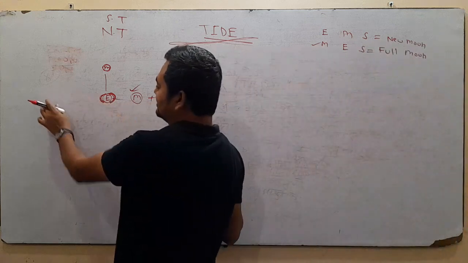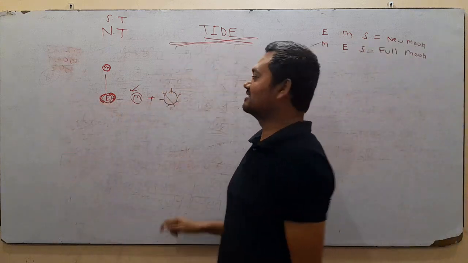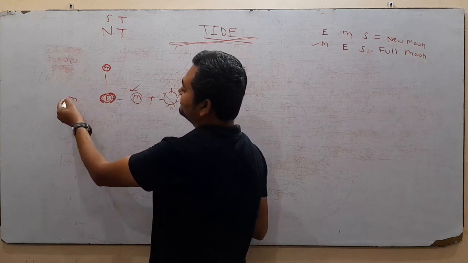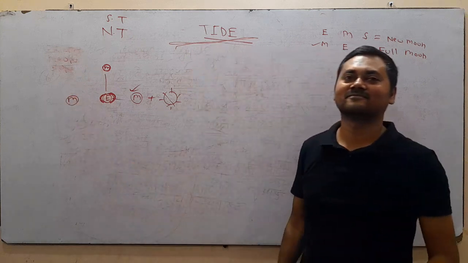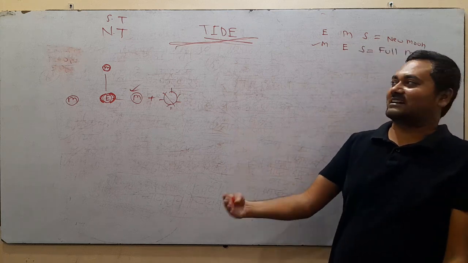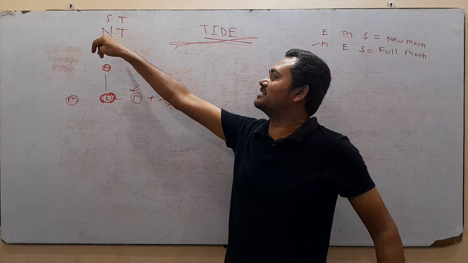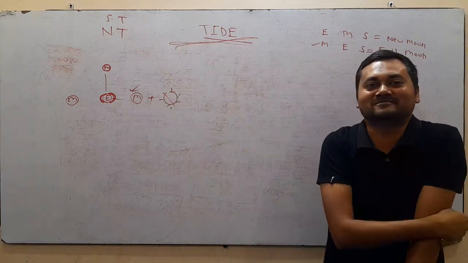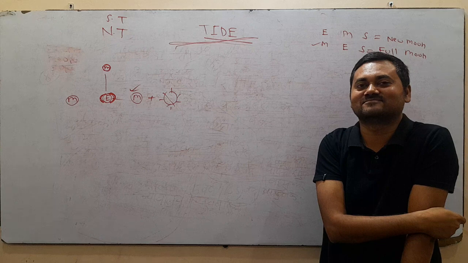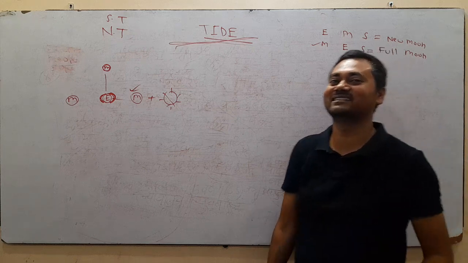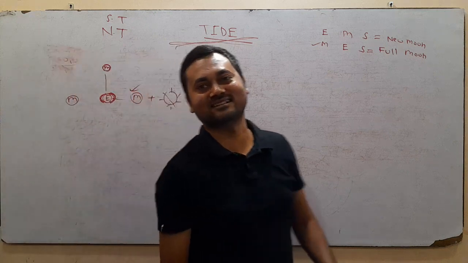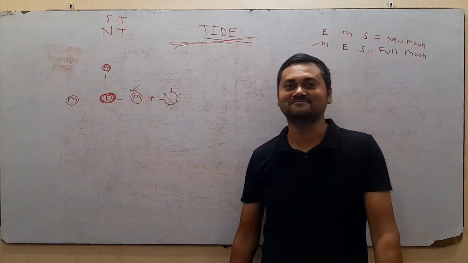Now let's talk about the third situation. In the third situation, the moon will come here. In this situation what will occur? Will the spring tide take place or the neap tide? Which tide will take place? Neap. Neap. Why will neap take place? Because the gravitational force is not combined.